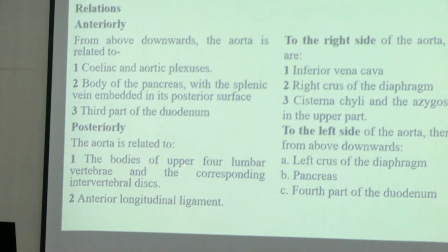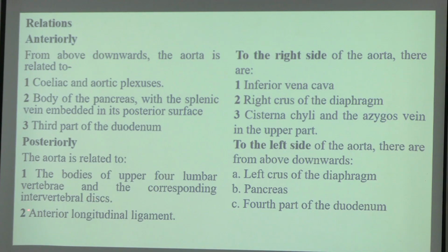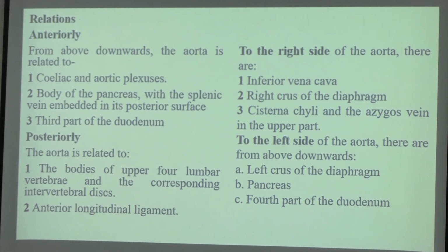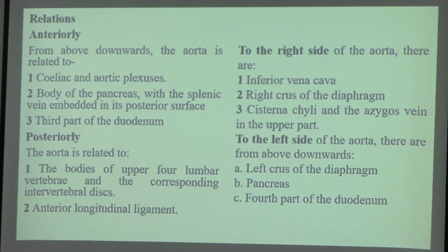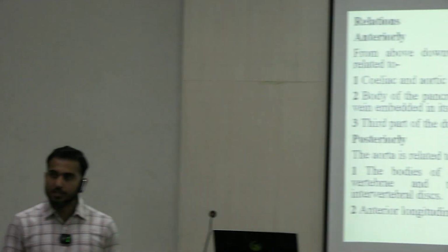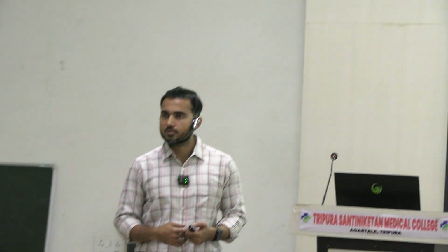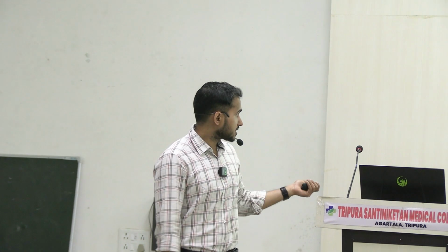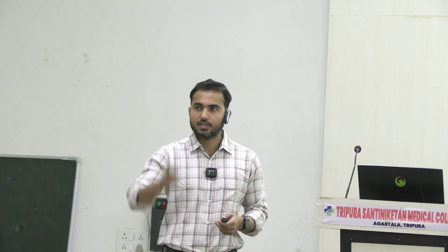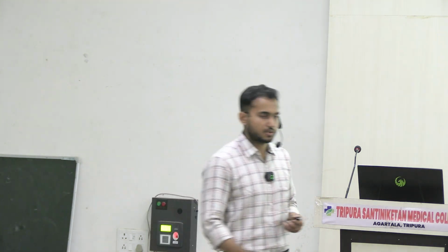Posteriorly, you can see the bodies of the upper four lumbar vertebrae, corresponding intervertebral disc and anterior longitudinal ligament. So posteriorly, if you apply your common sense, what will be there posteriorly? It is the vertebral column. Which part of the vertebral column? Lumbar vertebra. So lumbar vertebra are there, then along with the intervertebral disc will also be there, and then this anterior longitudinal ligament is also there. Okay, this is a ligament which is connecting the bodies of the adjacent vertebra.